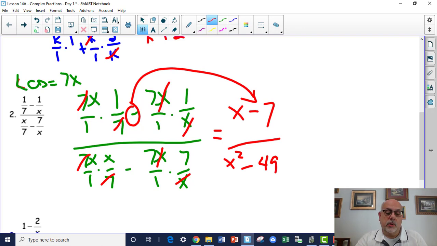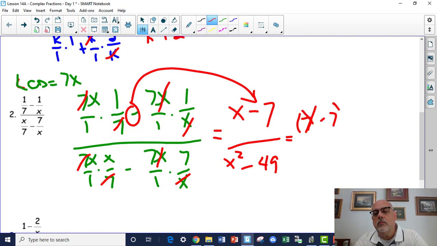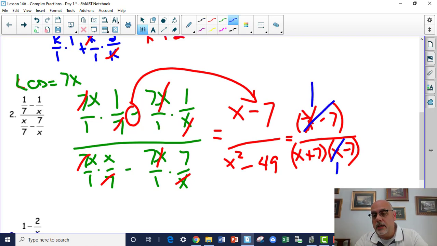Well, x squared minus 49 is the difference of two perfect squares. So you have 7 minus x minus 7 over x plus 7 times x minus 7. Okay. The x minus 7's cancel. One time they divide into each other. Your final answer is 1 over x plus 7.